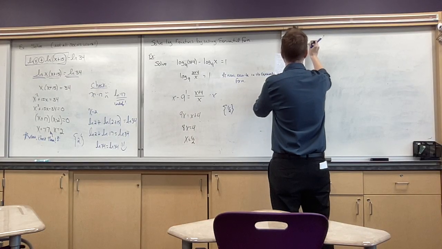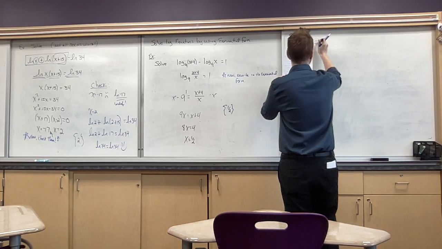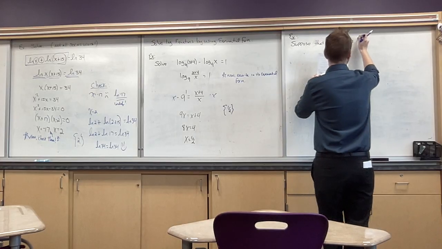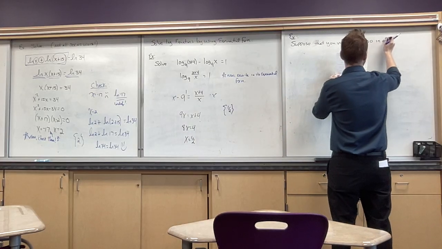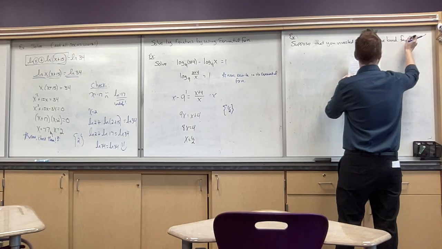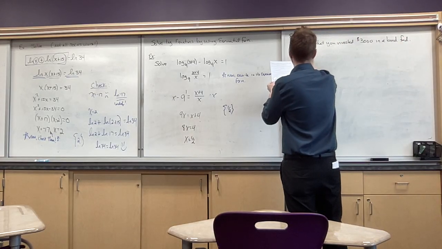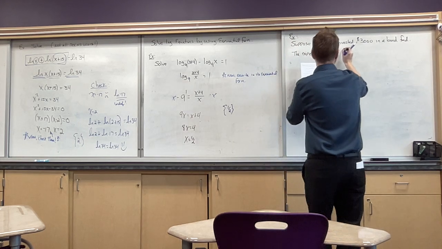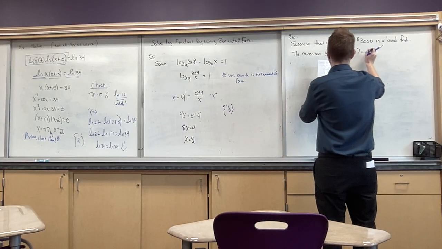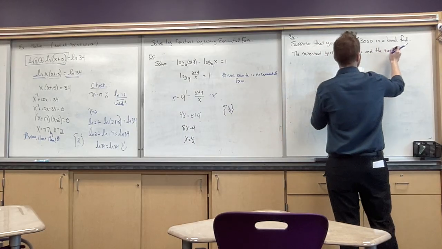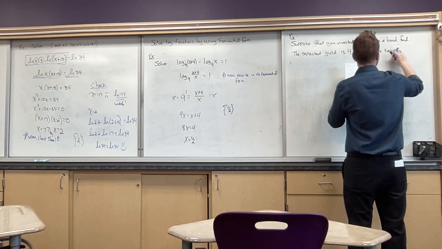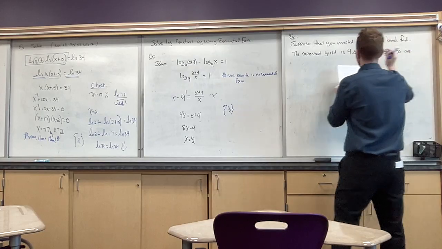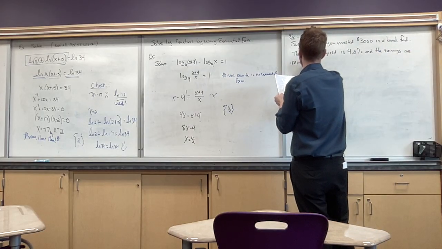Suppose that you invested $3,000 in a bond fund. The expected yield, meaning the percent, is 4%. And the earnings that you get from this, if I can spell that right, are reinvested quarterly.